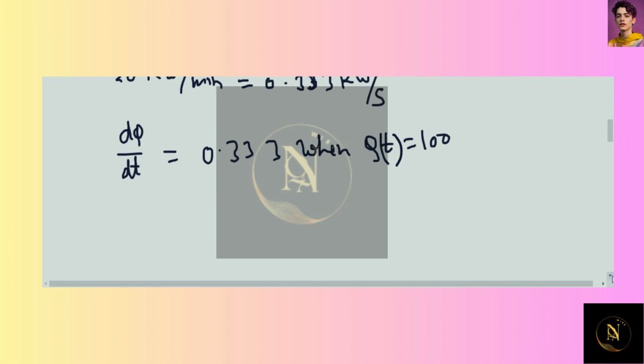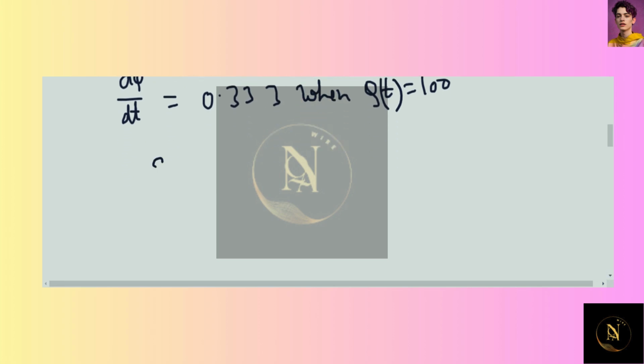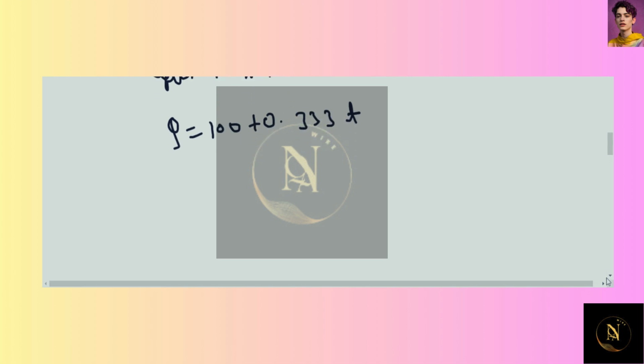Thus after 10 minutes we get q equal to 100 plus 0.333 t, and we have delta T equal to the integral of q dt divided by mc.